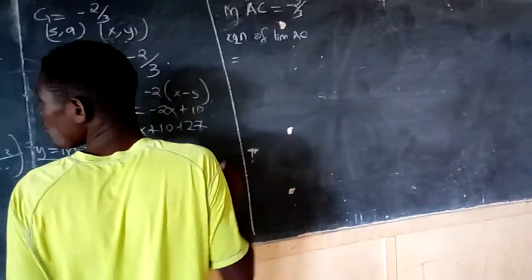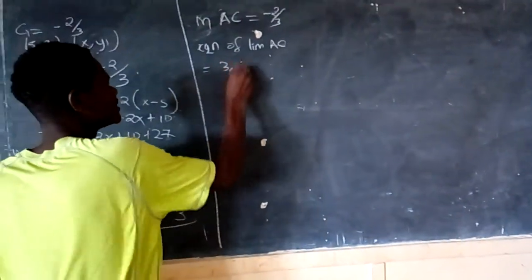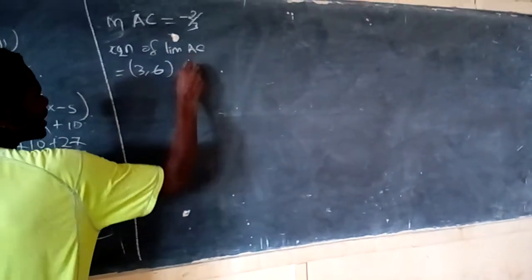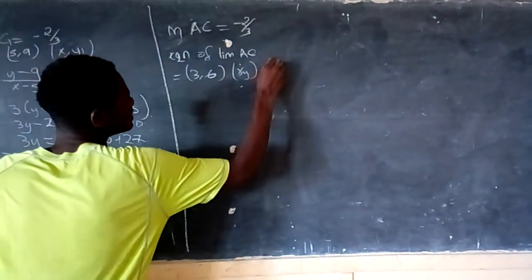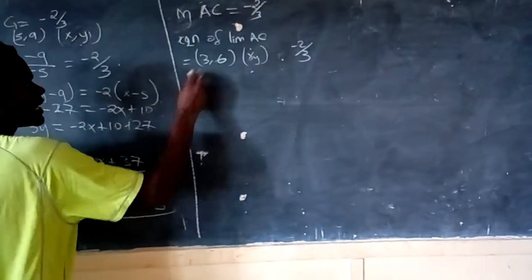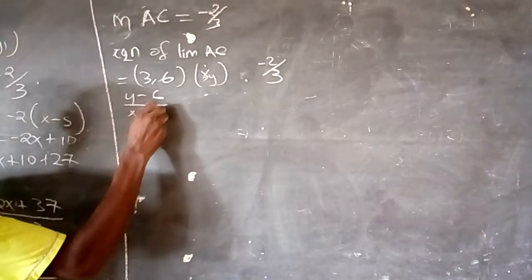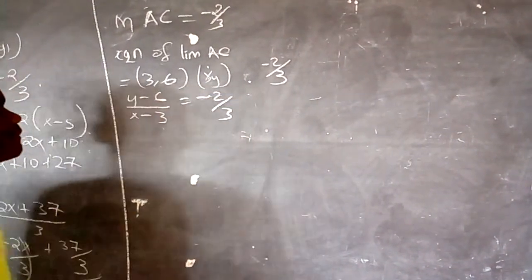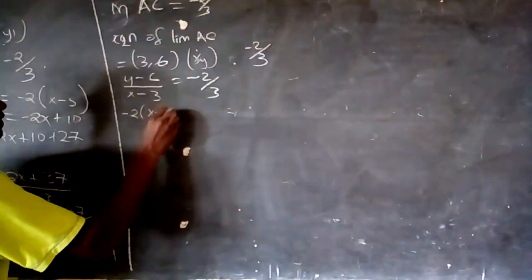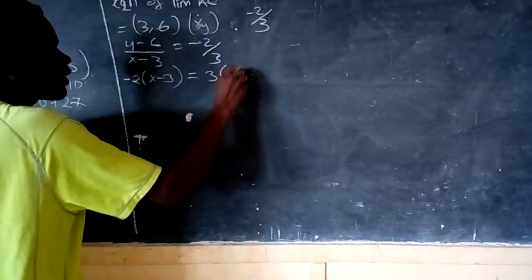AC is given by, we choose an arbitrary point (x, y). I have the initial point A, which is (3, 6). Then I have another point (x, y) on that line. Then I have this gradient to be -2/3. Now, what do I do here? (y minus 6) over (x minus 3) is equal to -2/3. Cross multiplying, -2 into (x minus 3) is equal to 3 into (y minus 6).